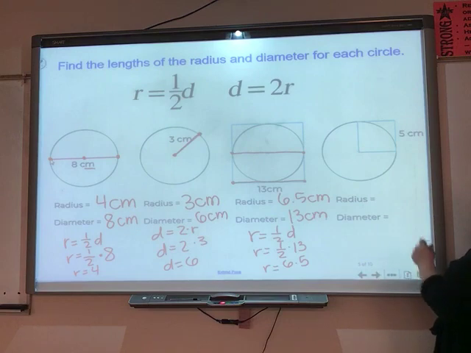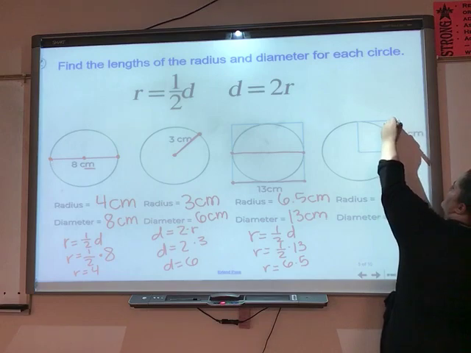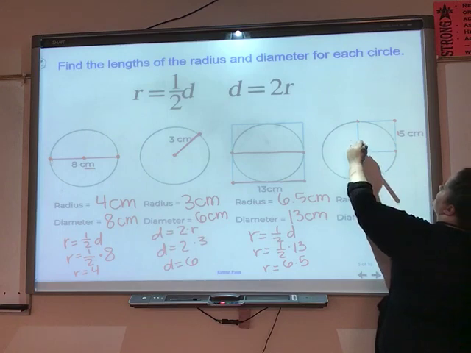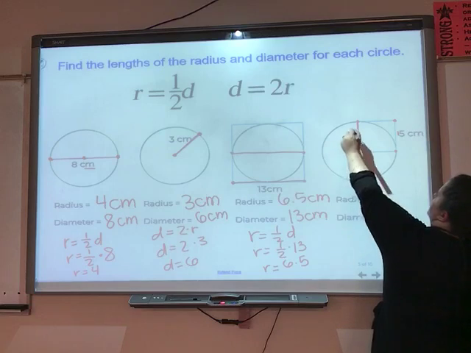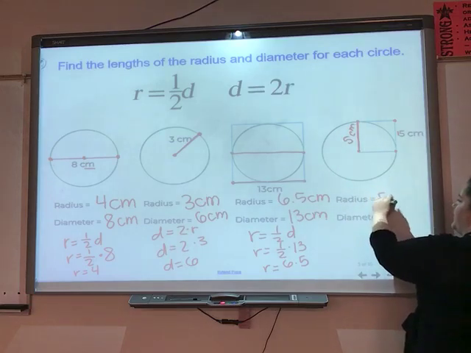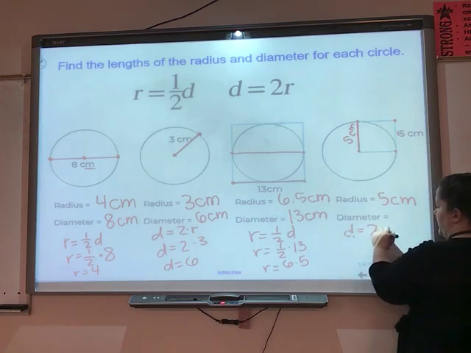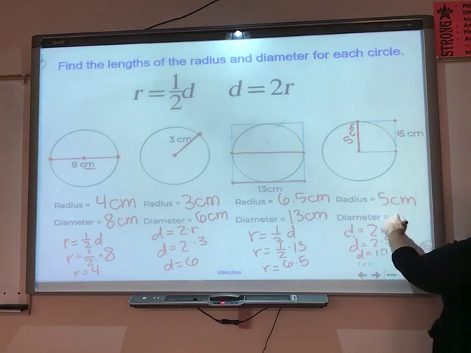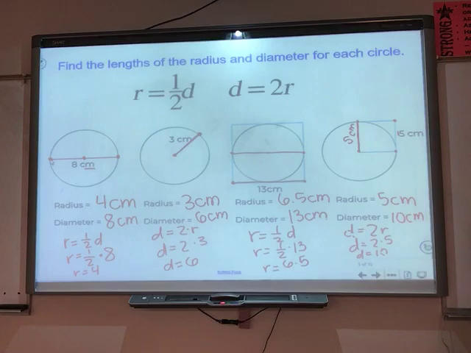Now, we know that this is 5 centimeters up here, which means that this is also 5 centimeters coming right here. So that is my radius. And the diameter is 2 times the radius. So my diameter is going to be 2 times 5, which means it's 10. So my diameter is 10 centimeters. Make sure you pause and get that written down as you're going.